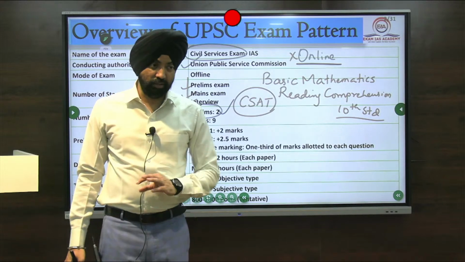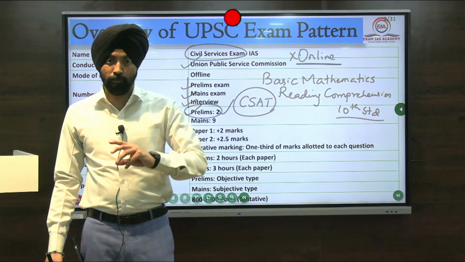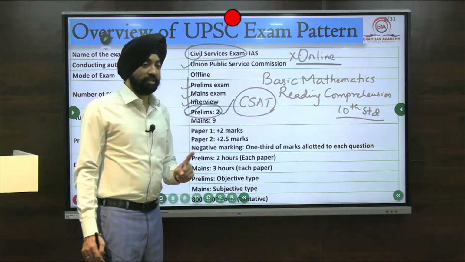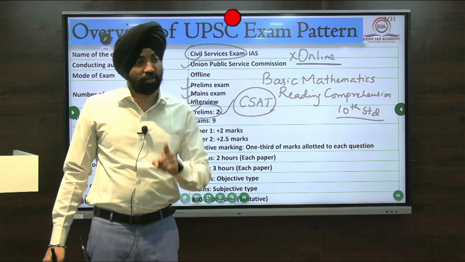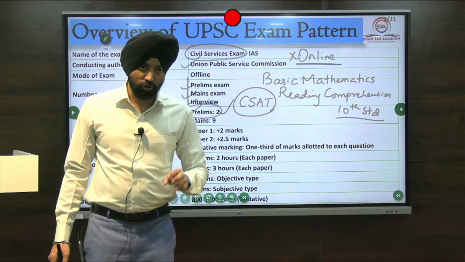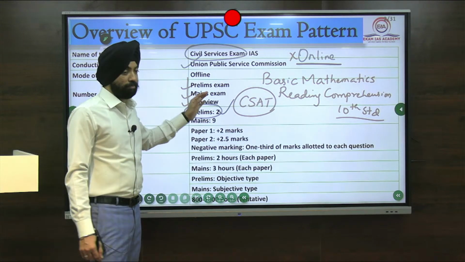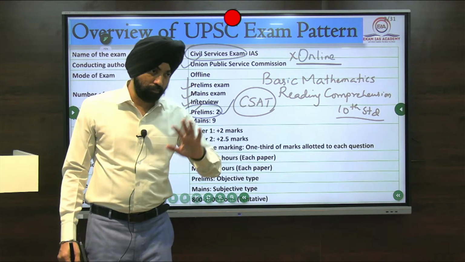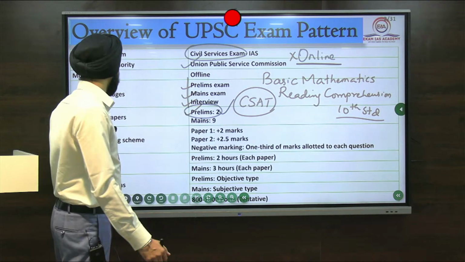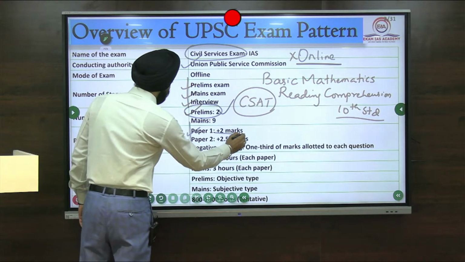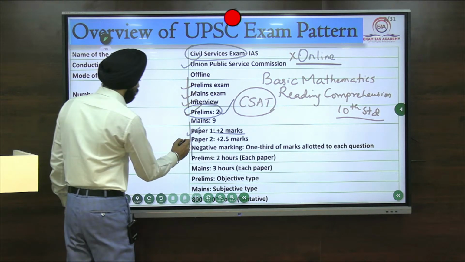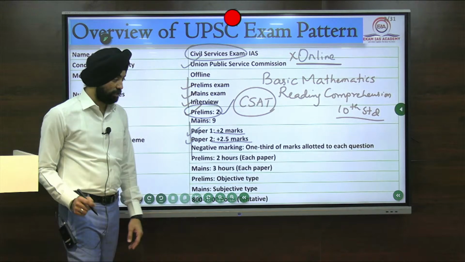So what happened is, over a period of time, most of the institutes have started glorifying prelims preparation at the cost of mains preparation. So you need to strike the right balance between your preparation for prelims and mains both. As I told you, paper 1, that is the GS paper, carries 2 marks for each question, and paper 2, the Csat paper, carries 2.5 marks for each question.